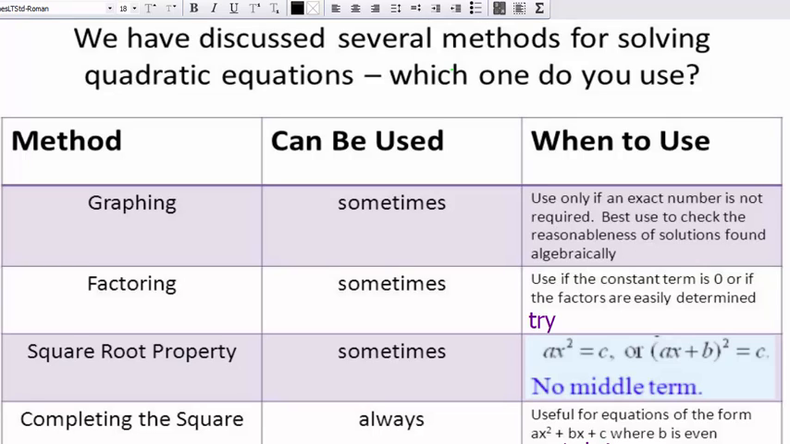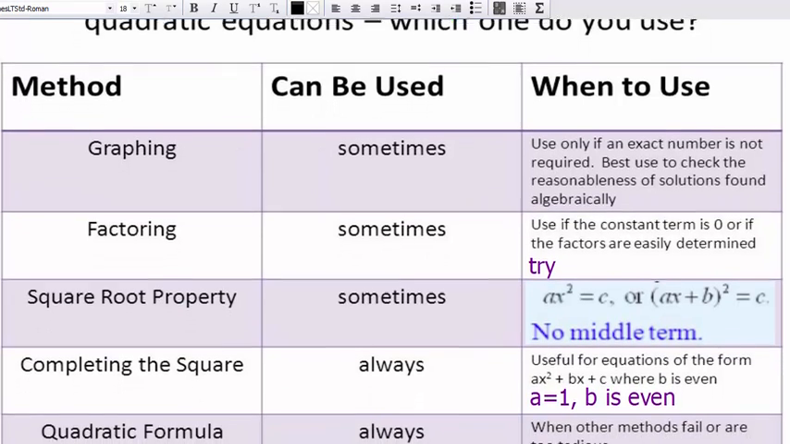So a couple of the methods that we have used. We can use graphing. And graphing is very useful when we don't expect to get the exact numbers. An estimate is okay. And it's a really good way to check and see if our solutions that we got in another method are actually reasonable.